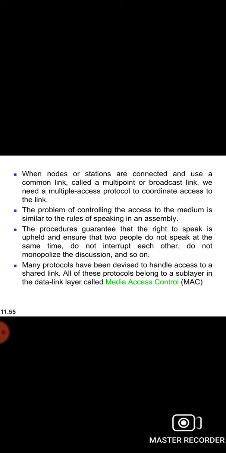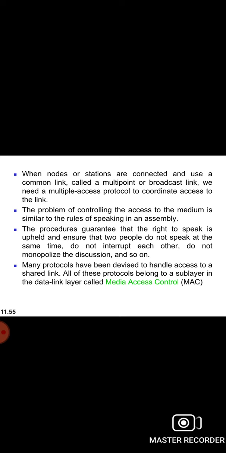IEEE has actually made this division for LAN, that is, the data link layer is divided into two layers called data link control and multiple access resolution. The upper sublayer that is responsible for flow and error control is called the logical link control, that is the LLC layer, and the lower sublayer that is mostly responsible for multiple access resolution is called the media access control layer.